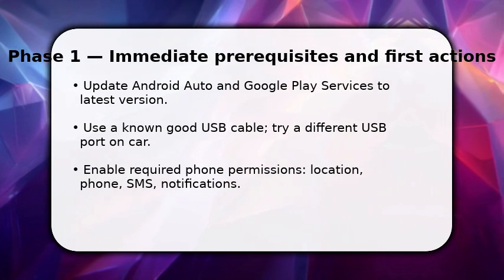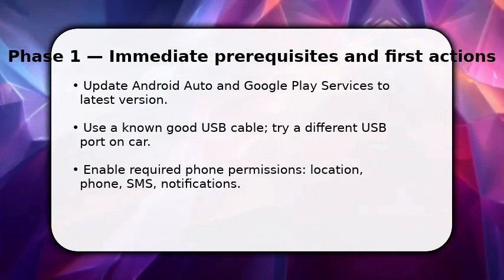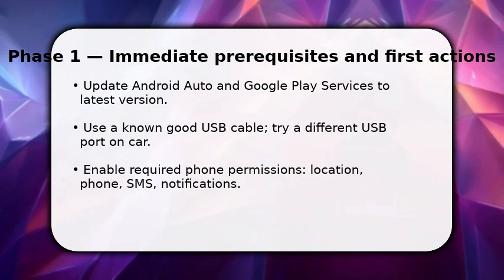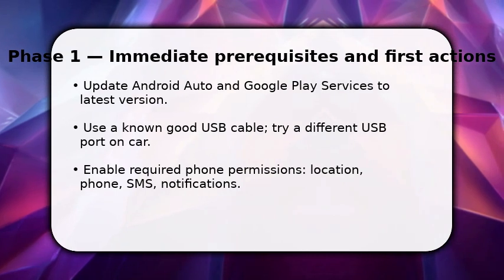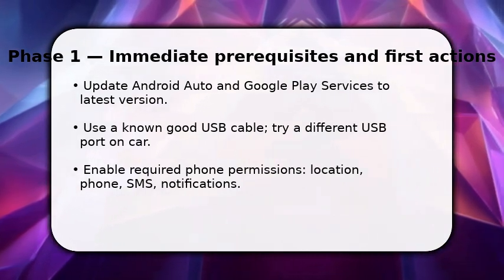Make sure Android Auto permissions are granted. Go to Apps, Permissions, and allow location, phone, SMS, and notifications. If the app still won't connect, move on without delay to deeper app and car settings.